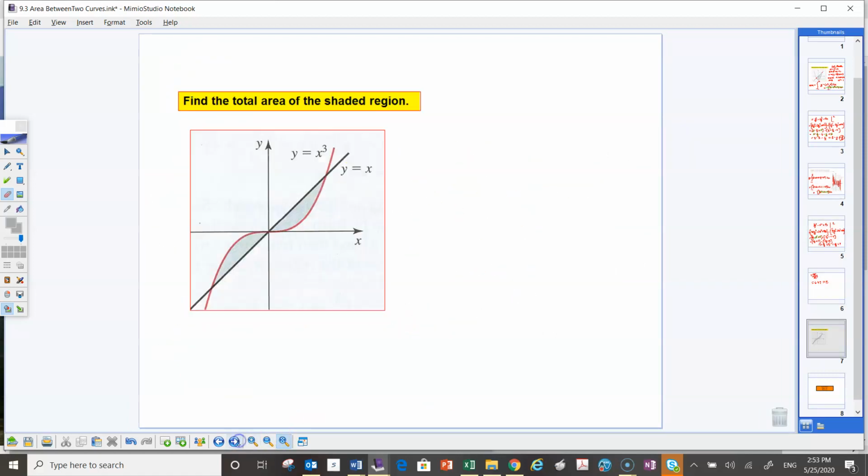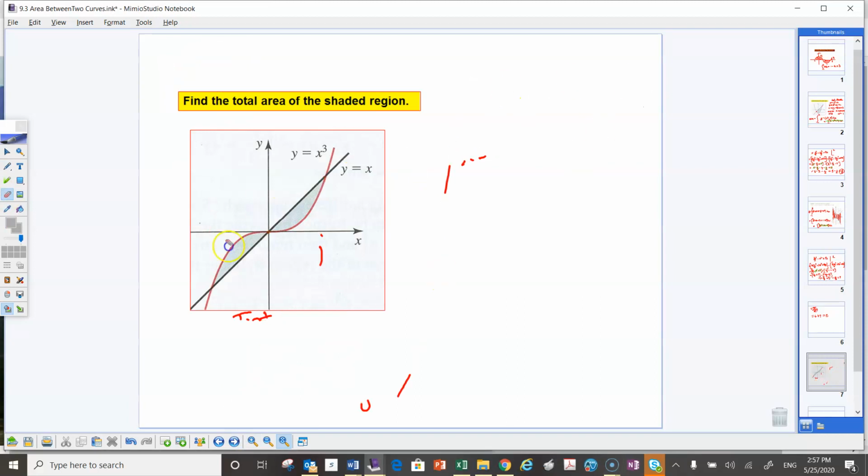Okay, in our last example, if you notice in the last example, we have the function y equals x cubed and the linear function y equals x, and we're asked to find the area trapped between these two curves. And if you notice, in quadrant 3, the top curve is the cubic, the bottom curve is the linear function, but in quadrant 1, the top curve is the linear, the bottom is the cubic.